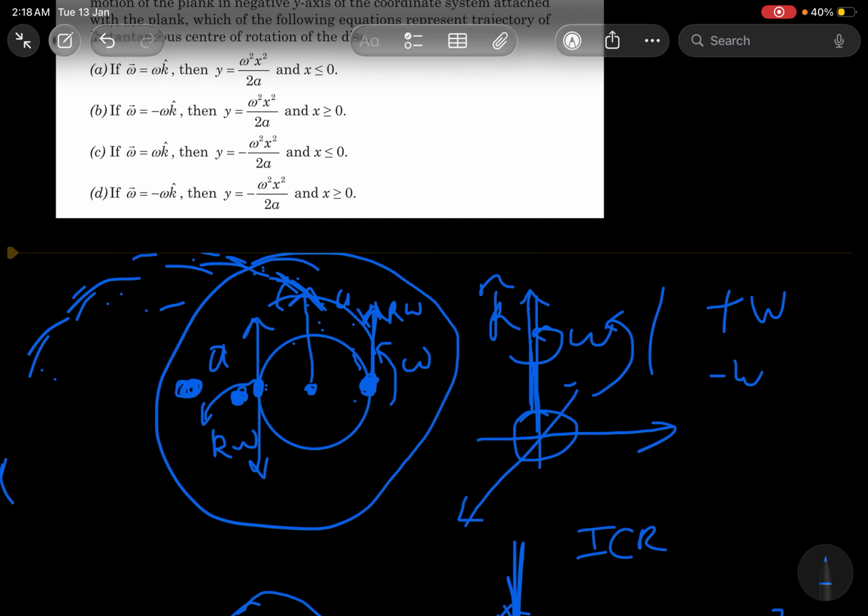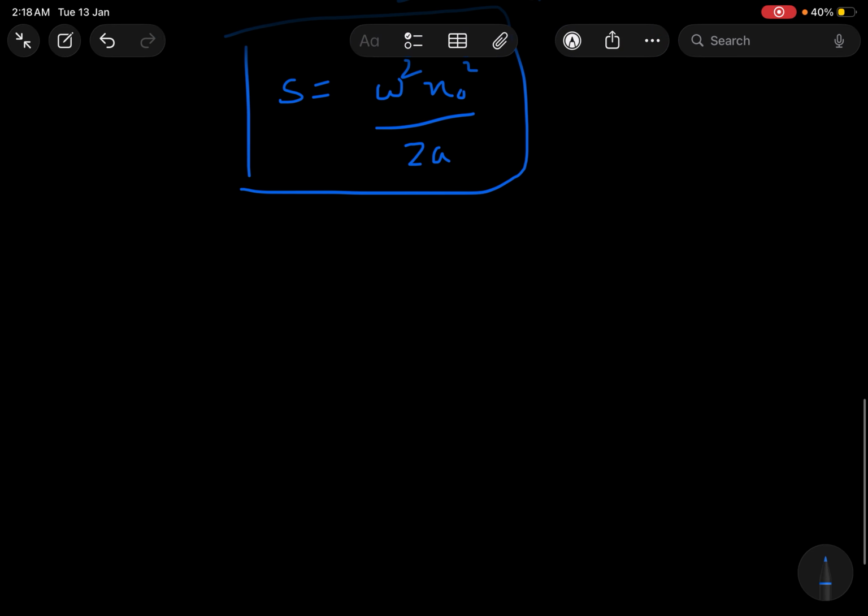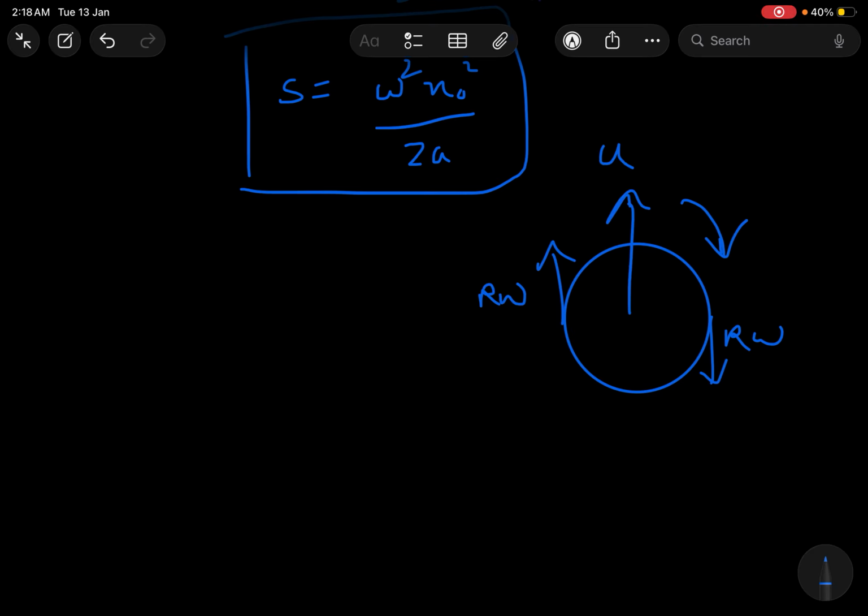Now if omega equals minus omega k, so if the rotation was happening in the clockwise direction, then what would have happened? Let me just show you. Rotation is happening in the clockwise direction. This would be r omega over here, a over here. This velocity is decreasing, so the instantaneous center of rotation is in the positive x-axis, right?